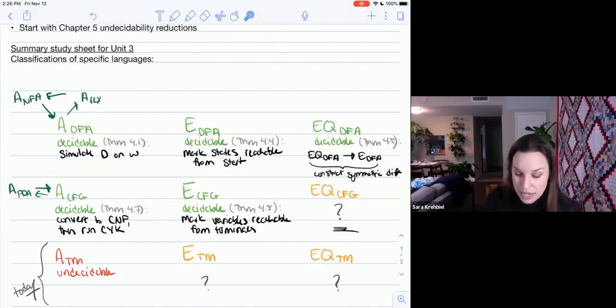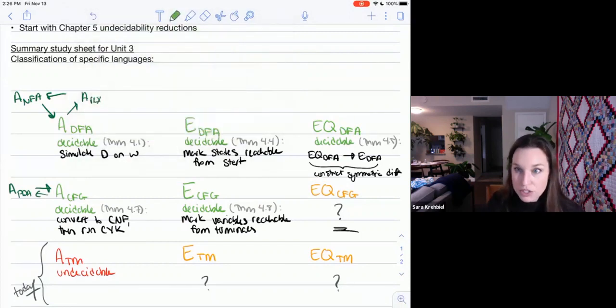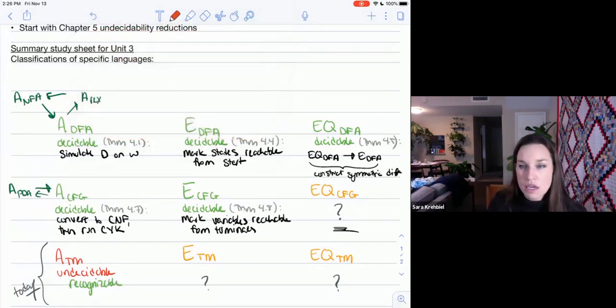Now we're going to start to get a little more nuanced here, and we're actually going to have a result that, although this problem is undecidable, it is recognizable. And we'll also come up with an argument that tells us that if we know it's undecidable and we know that it's recognizable, then it cannot be co-recognizable.